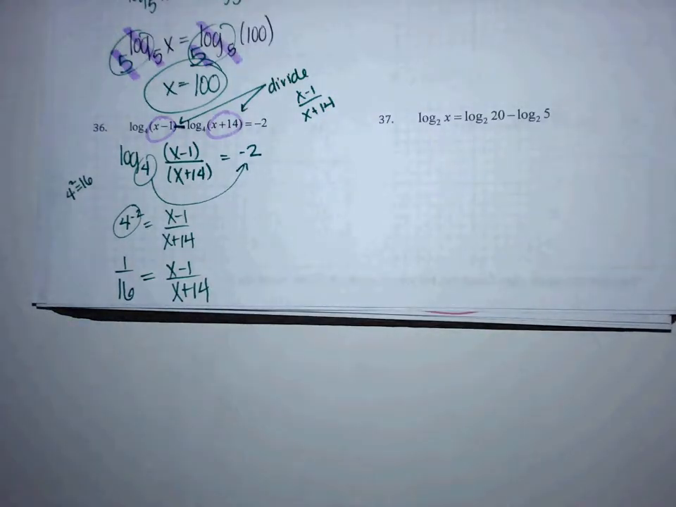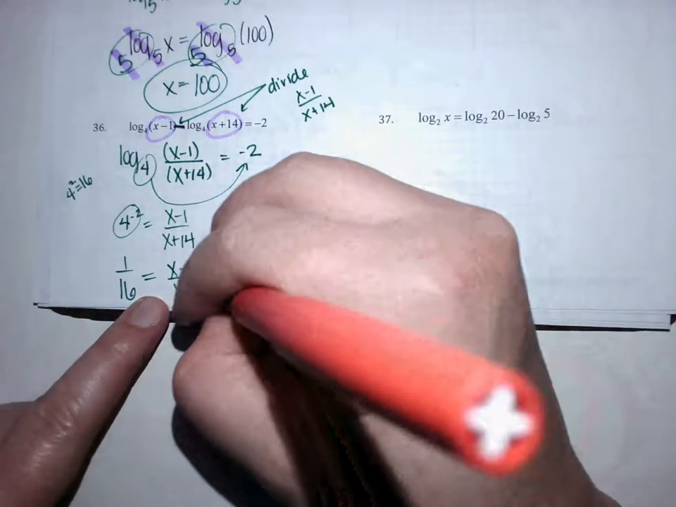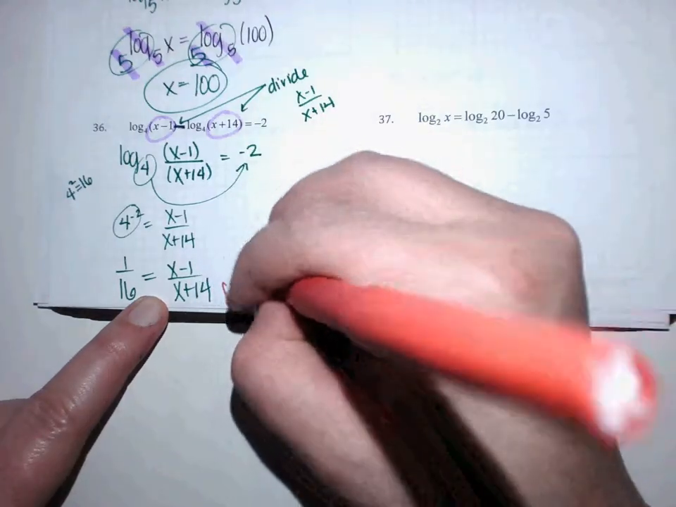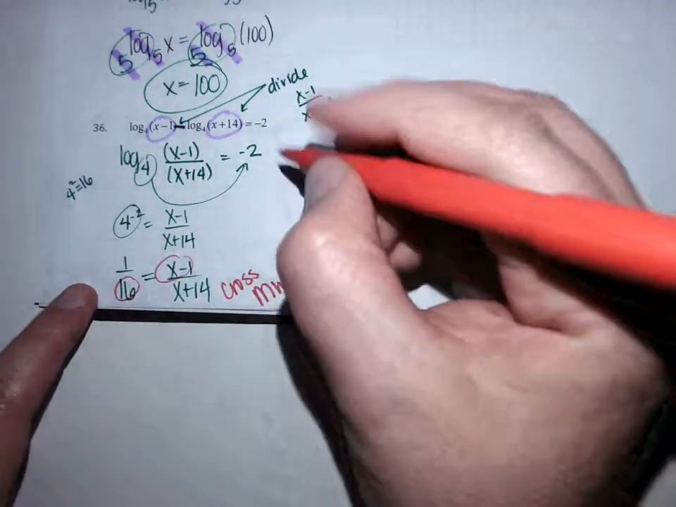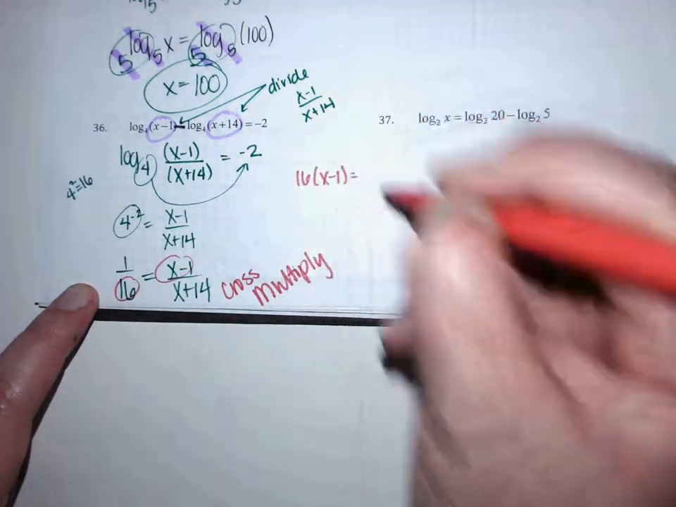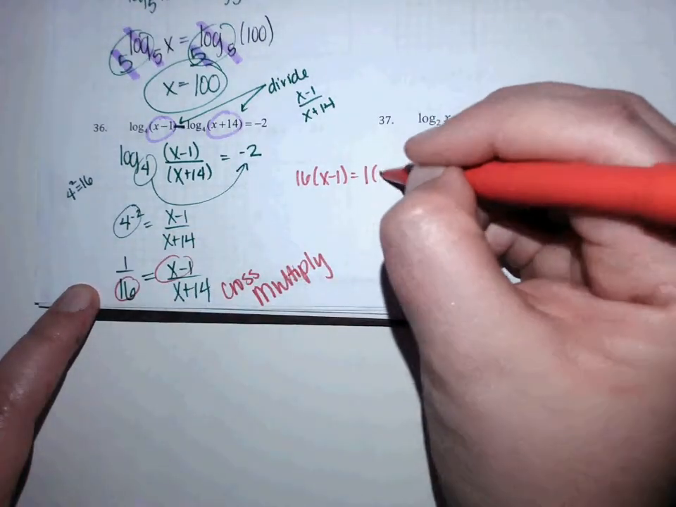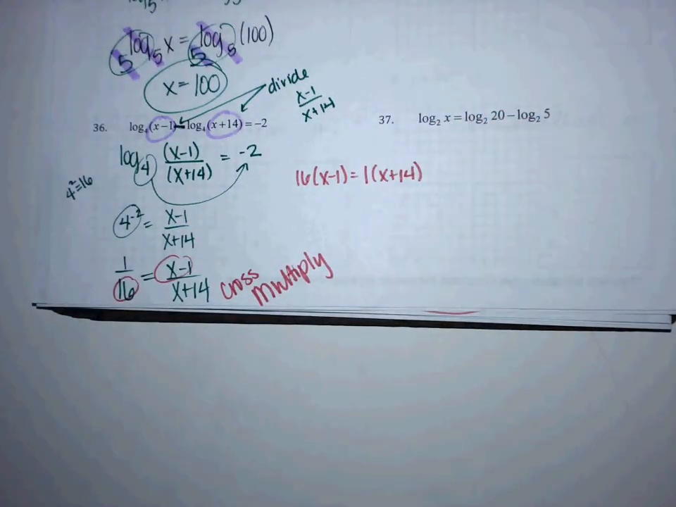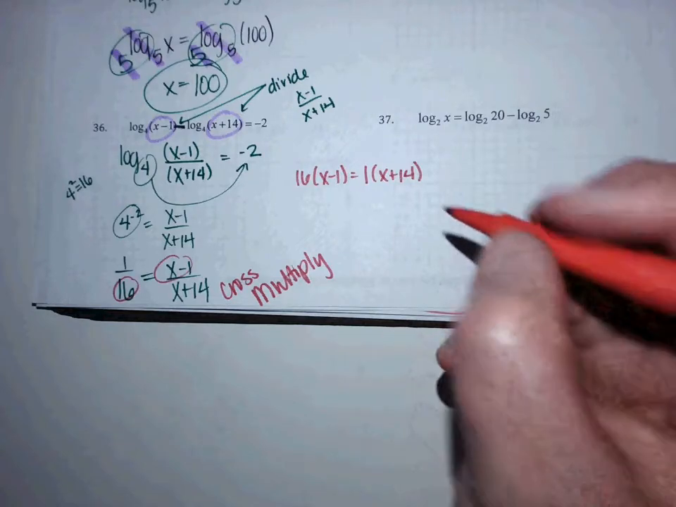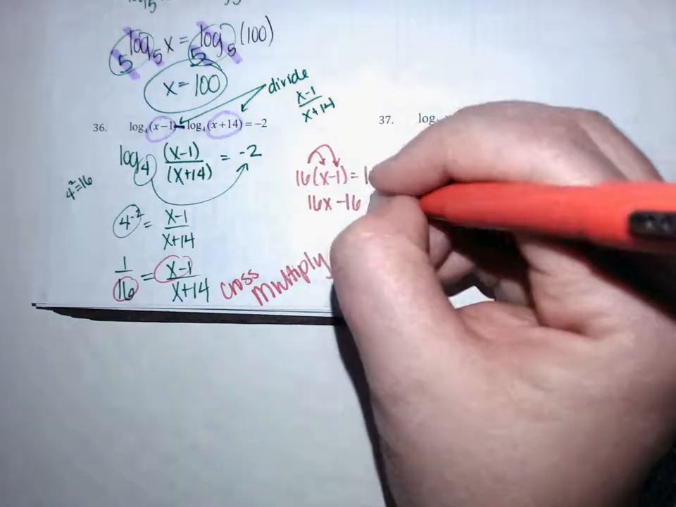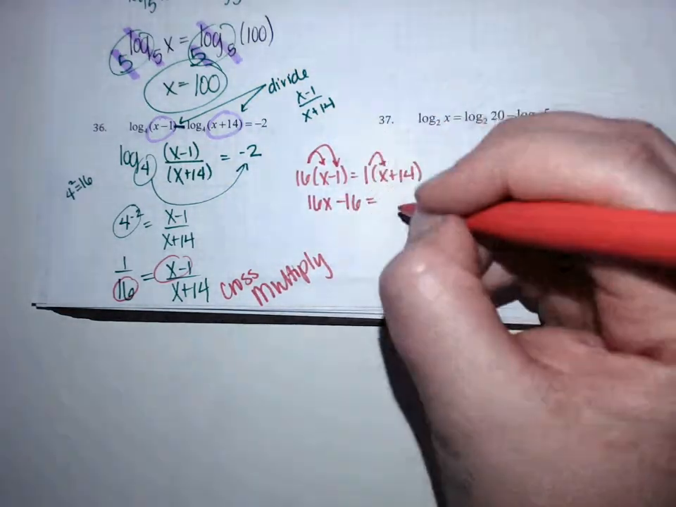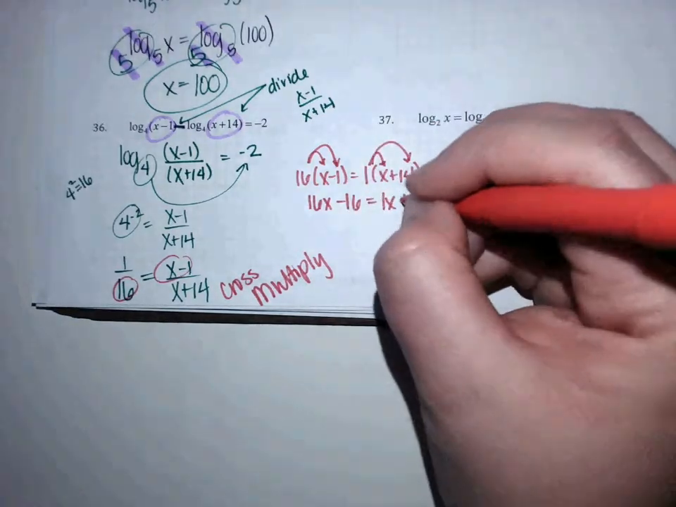And then from there, hopefully you remember what to do. Okay, think about all the different examples we've done. Whenever you have a fraction equals a fraction, you're going to cross multiply. So I'll do 16 times x minus 1 equals, and then I'll do 1 times x plus 14. Then from there I'll have 16 times x is 16x, times minus 1 is minus 16. Other side I'll have a 1x, times 14 is plus 14.